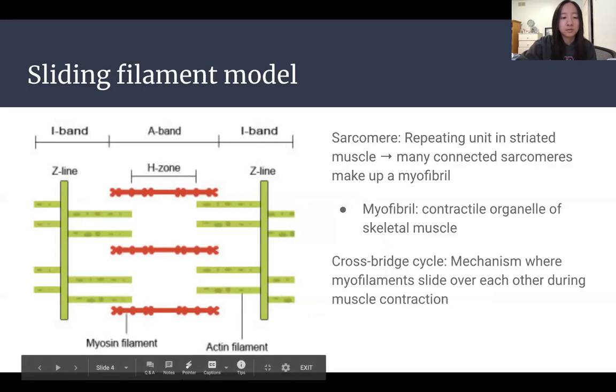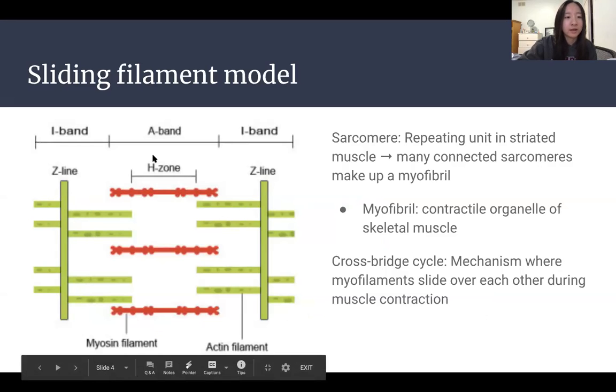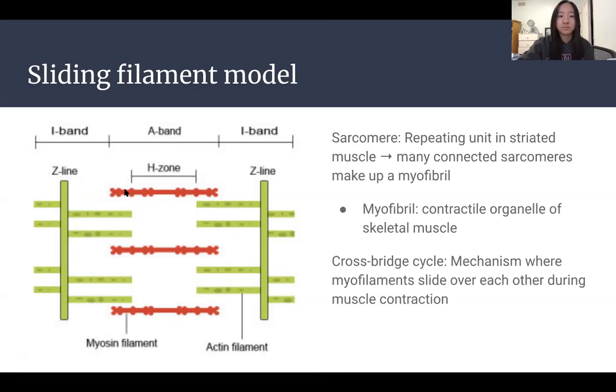All right, first we have our Z line here. The Z lines are these discs, and they're plate shaped, and they're made of dense protein material, and they separate each sarcomere from one another. So from one Z line to the other Z line, that'll make up one sarcomere.